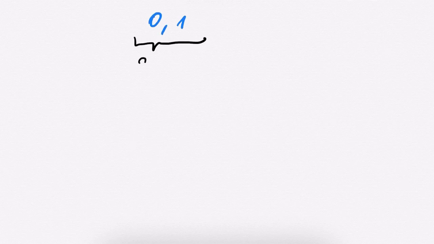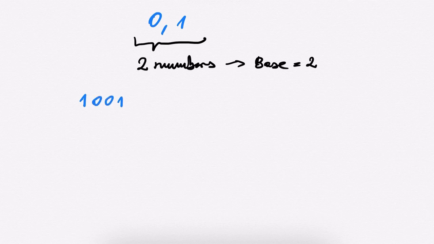In the binary system we have two numbers, so the base is 2. Let's have a binary number consisting of 8 bits. At the end of the binary number we write the letter B, small letter b, to distinguish it from any other number in the decimal system.